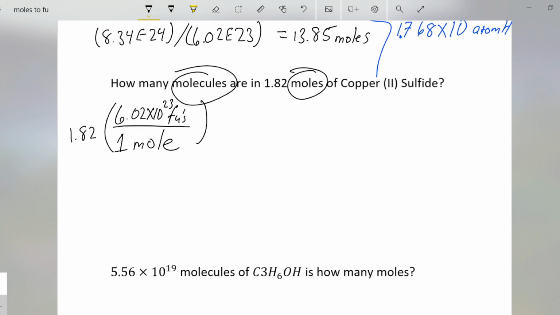When I do this multiplication in my calculator, it's going to be 1.82 times 6.02 times 10 to the 23rd divided by 1 mole. So it's basically just a multiplication of 1.82 times this Avogadro's number. When I do that, I get a total of 1.10 times 10 to the 24th FUs, or molecules.